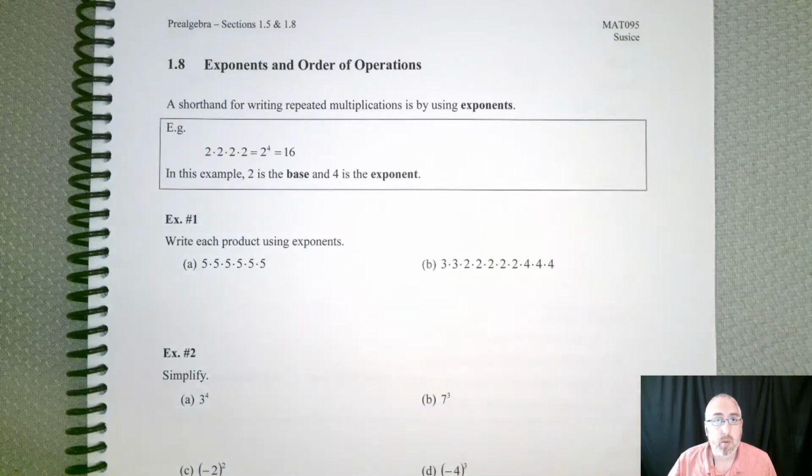Okie dokie, so we're back, and now we're going to get into 1.8, which is exponents and order of operations. The first part of this is going to be going through exponents and making sure you remember how exponents work, because sometimes they can be a little bit tricky and some people want to do shortcuts when they shouldn't. So let's see what this looks like.